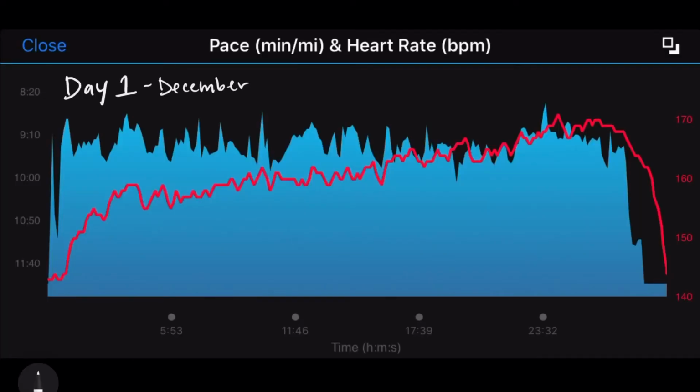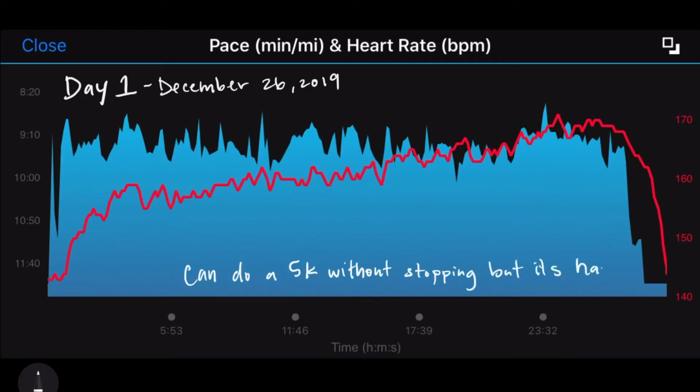On day one, my main goal was to run a 5K without stopping. I thought I was doing myself a favor by running at a slightly slower than 9 minutes and 10 seconds per mile. But as you can plainly see, my heart rate kept escalating until I was in the red zone at the end of my run.